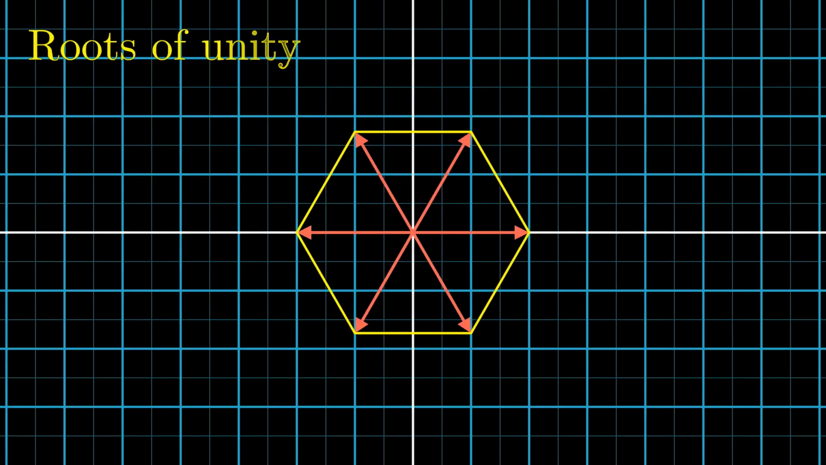We need to talk about complex roots of unity. First, let's look at this equation. Seems boring, right? The solutions are 1, and if n is even, we also have -1. But what happens when we expand our search to the whole complex plane?